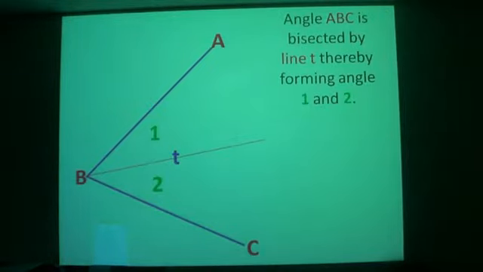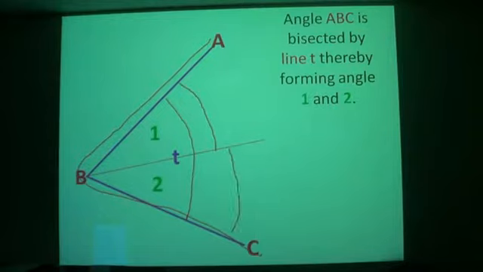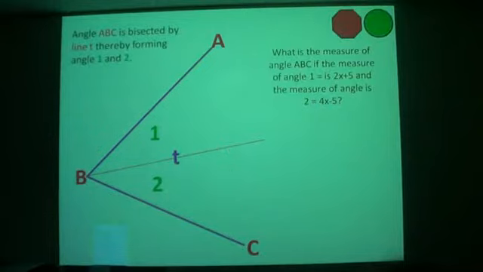Here we see an angle that has been bisected by line T, thereby forming angle 1 and angle 2. Angle 1 and angle 2 having been bisected out of angle ABC, that means that angle 1 and angle 2 are exactly the same amount. Bisect means to cut in half. So, what is the measure of angle ABC if the measure of angle 1 is 2x plus 5 and the angle measure of 2 is 4x minus 5? The question is, what's the measure of angle ABC?